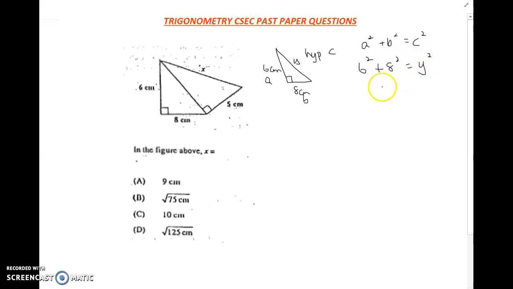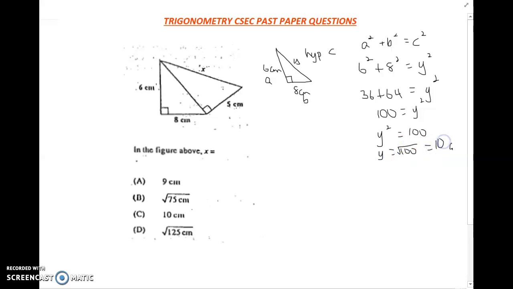Y squared. So now this is 36 plus 64 is equal to y squared. So 36 and 64 is 100. That's equal to y squared. So we can just put this on the side. Y squared is equal to 100. Remember, the opposite of squaring is square root. Square root of 100 is 10. So that's 10 cm. So now here in this diagram, this is 10 cm.